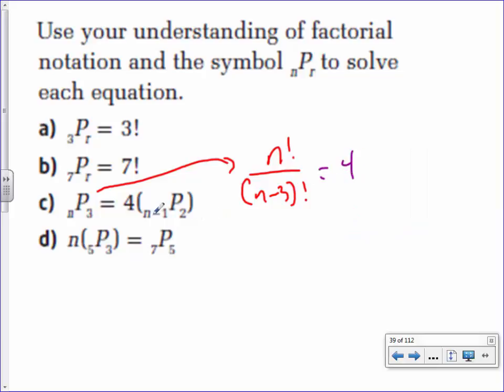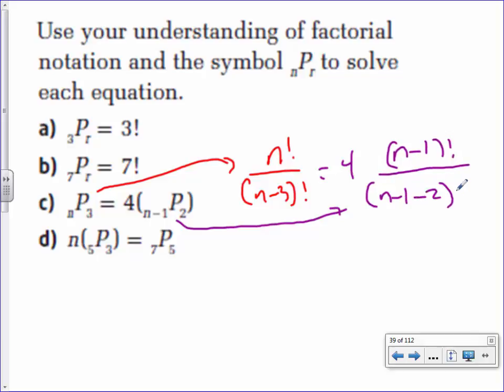And that equals 4 of this stuff right here. What does (n minus 1)P2 mean? Well, it means the first number is what goes on the top, so it's n minus 1 that gets factorialed. And then on the bottom, it's n minus 1 minus 2 factorial. I gotta pause there. I want to make sure everybody catches that because that's a pretty big step.